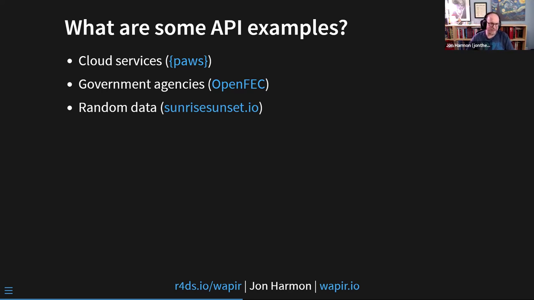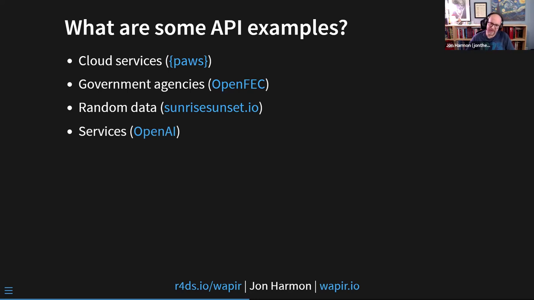One of my favorites to demo with is the website sunrisesunset.io. If you give it a latitude, longitude, and a date, it will tell you the sunrise, sunset, nautical twilight, civil twilight, all these different times for that date in that place. It can be useful if you want to enrich a data set, adding a little flavor to what a time means. Was it dark? That kind of thing. You can use that to help figure that out.